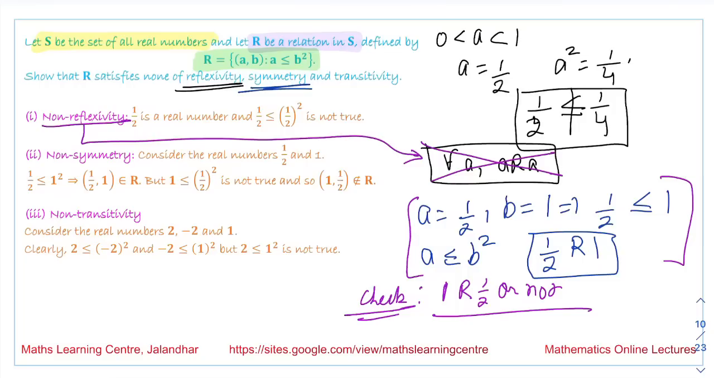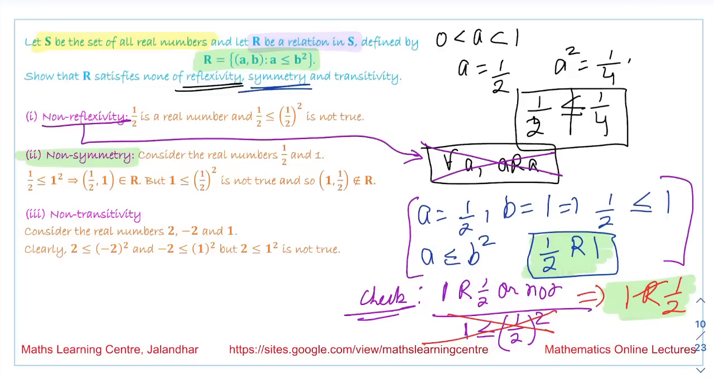So we are substituting the value over here. So we are writing 1 is less than or equal to (1 by 2) square. This is not true. So this implies that 1 is not related to 1 by 2. So what we get is that 1 by 2 is related to 1, but 1 is not related to 1 by 2. So this gives us that this relation is not symmetric.